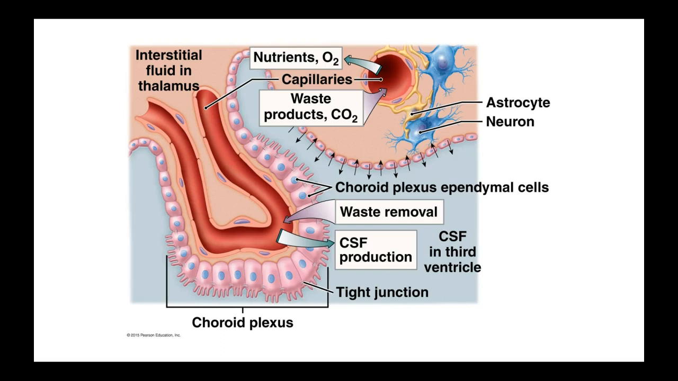So where do we find the choroid plexuses? They're in the ventricles, right? So the lateral ventricles, the third ventricle, the fourth ventricle, and so forth, right?